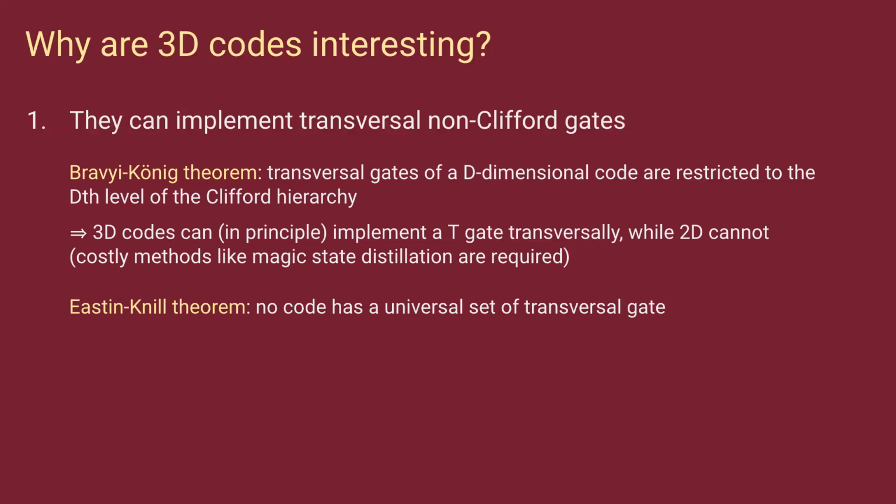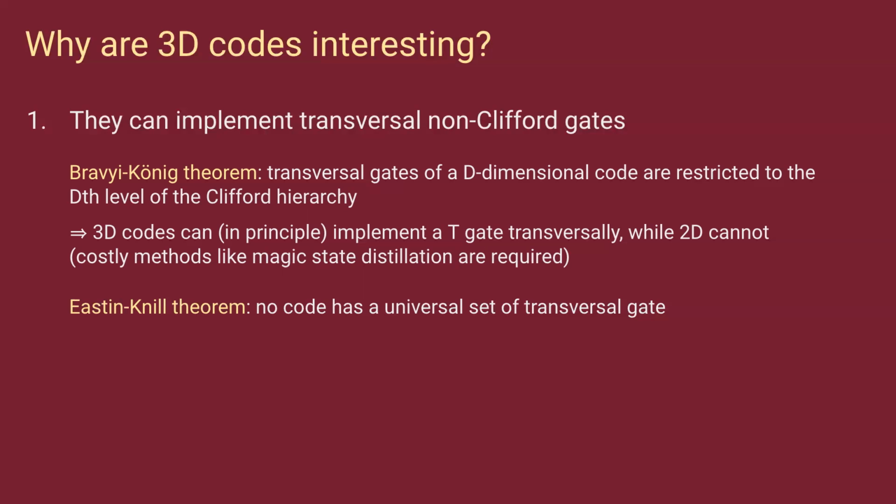Some of you might be wondering, since you also have this other theorem, the Eastin-Knill theorem, which says that no code has a universal set of transversal gates, what happened with that for 3D codes? Question: the Bravyi-König theorem goes beyond transversal gates, right? It's about locality preservation. Yeah, that's true. And Eastin-Knill is only talking about unitaries that are tensor products of unitaries. That's a good point.